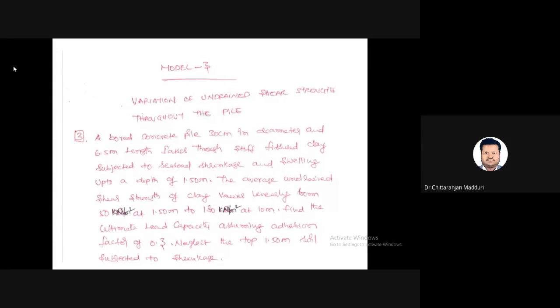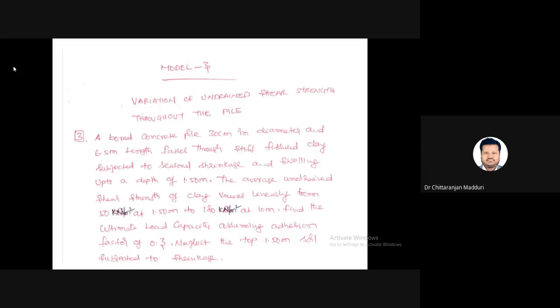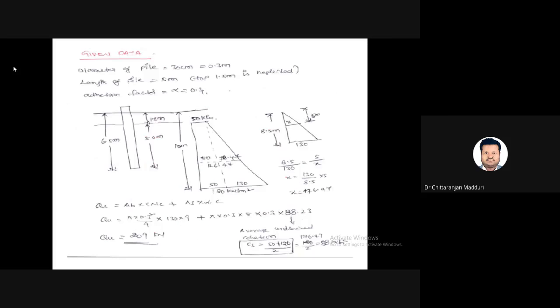Next, model 3, variation of undrained shear strength throughout the pile. So here you can see the figure. Given data is diameter of the pile equal to 30 centimeters, 0.3 meters, length of the pile equal to 5 meters, top 1.5 meters is neglected. You can see at the bottom of the problem, neglect the top 1.5 meter soil subjected to shrinkage. So top 1.5 meters is neglected.